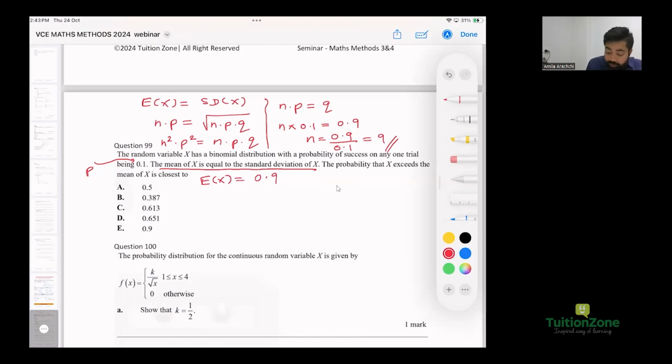So what they're asking, find the probability of x exceeding the mean value. Now what do you have to do? Binomial CDF. It's a lot of work to get that answer. So binomial CDF. Not a bad question, something to think about.